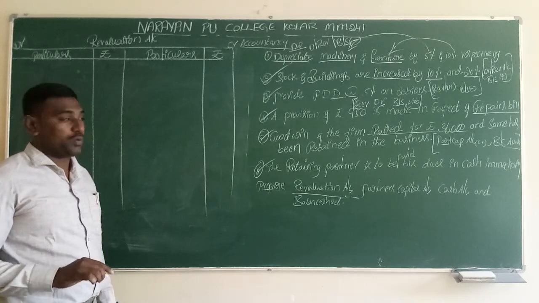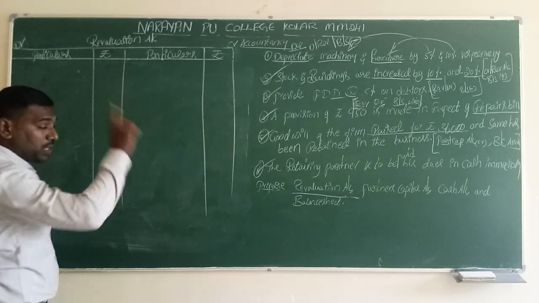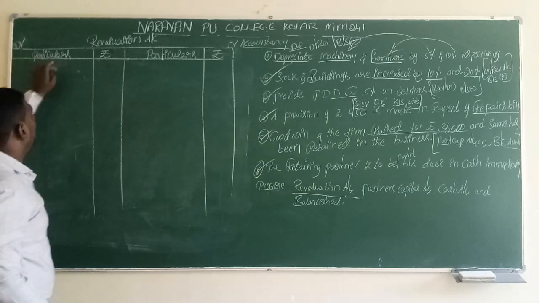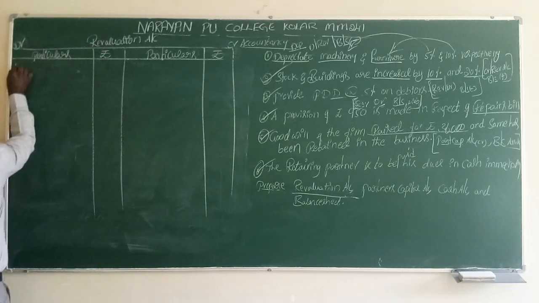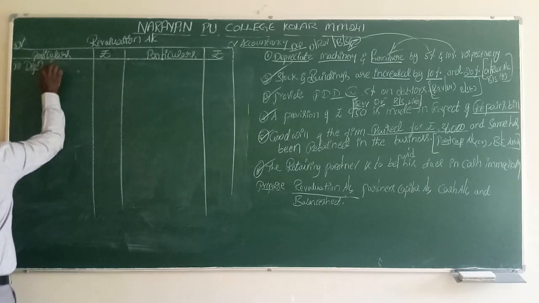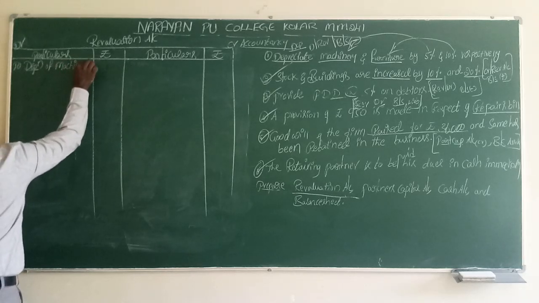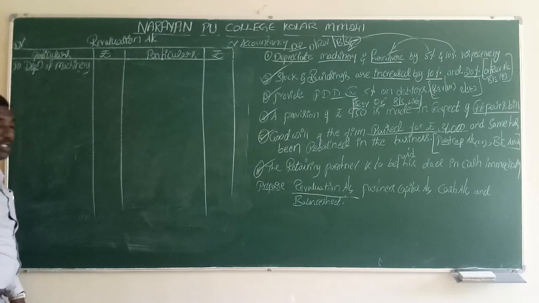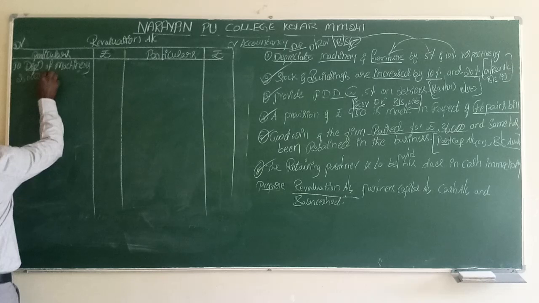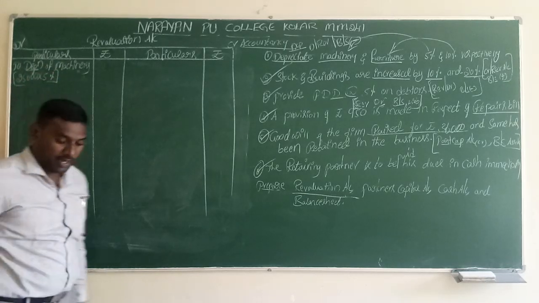Out of that 25,000 we have to create 5% depreciation. Depreciation is considered an expense, and expenses come to the left-hand side, that is the debit side of the revaluation account. So we will write the heading: to depreciation of machinery. The value of machinery is 25,000 into 5%, or 5 divided by 100.